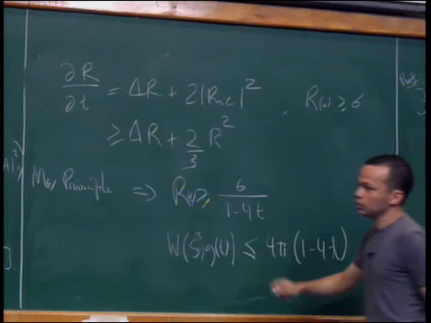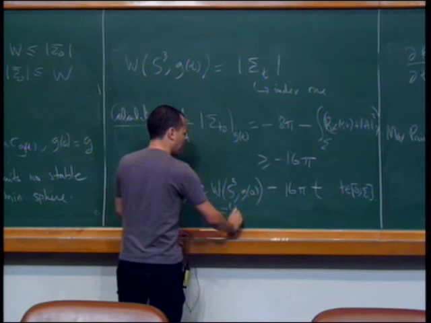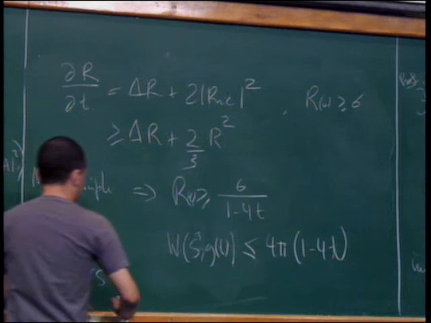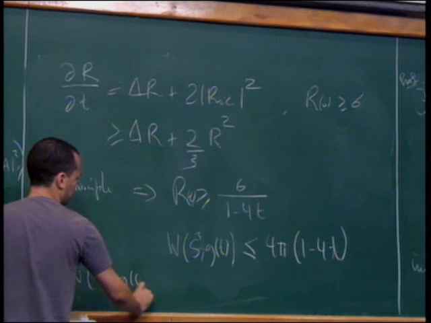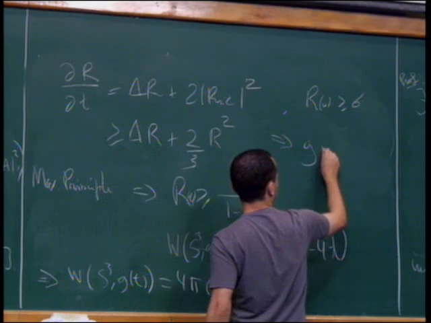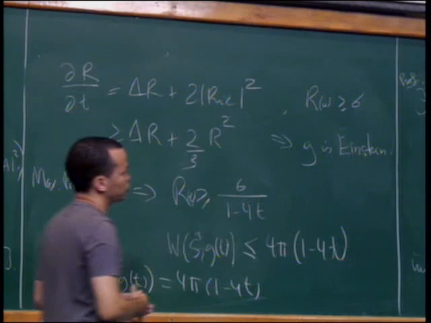So if you assume that you achieve equality, the initial width is actually 4 pi, you get that this is greater than or equal to that, but also less than or equal to that expression, so you actually get equality. So in the end, you prove equality. So therefore, when I use maximum principle here, I'm dropping the traceless Ricci tensor. So that implies that the metric is Einstein. And since it's Einstein and dimension 3, it has constant curvature. So that's how the argument goes.